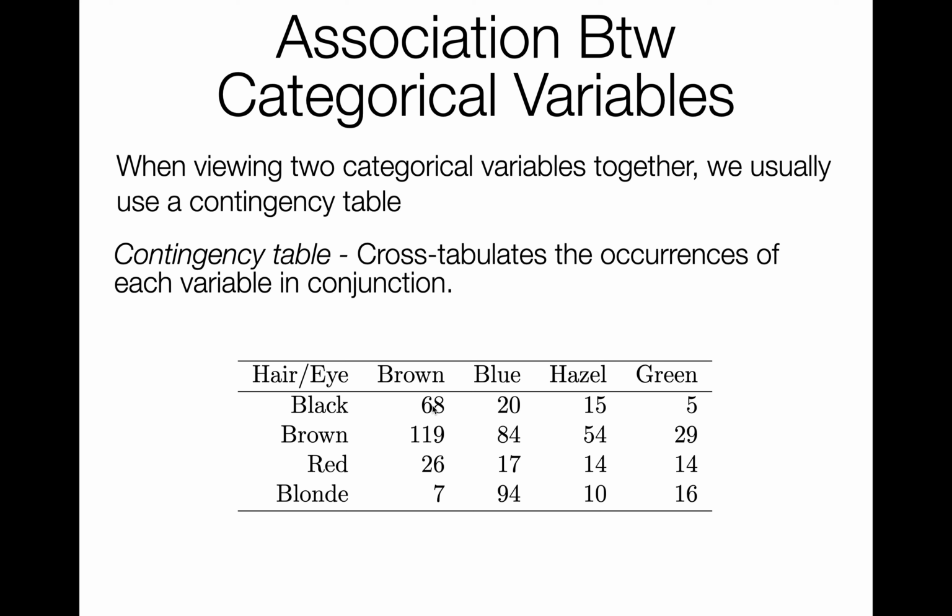where they collected people's hair and eye color, 68 people had black hair and brown eyes. Okay, down here, 119 had brown hair and brown eyes. Down here, 94 had blonde hair and blue eyes. So it counts the number of instances that occur with both black and brown happening. Okay, so that's a contingency table.